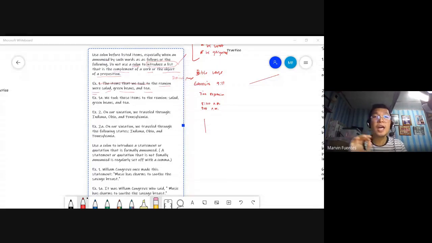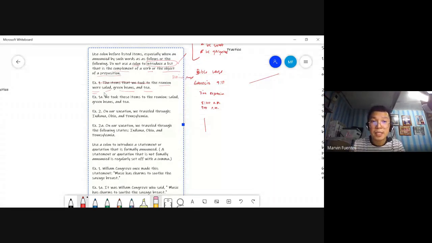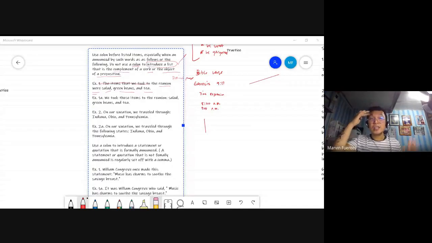Now, if ever that we're going to remove, no, the colon, the reunion were salad, green beans, and tea, it is going to be clear to you that in the reunion, merong inihain or there were salad, green beans, and teas or tea na inihanda. Nagigets ninyo? 'Di ba? Kasi it is wrong that you're going to put a colon there.